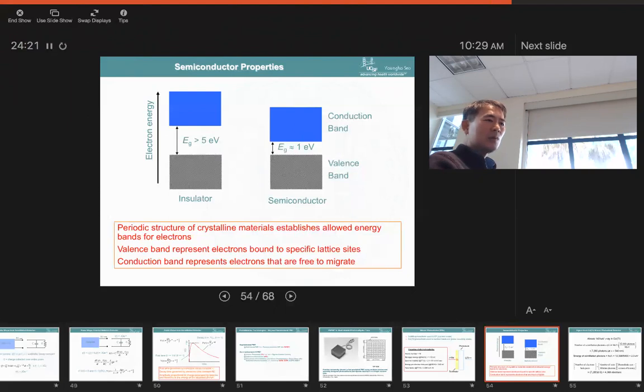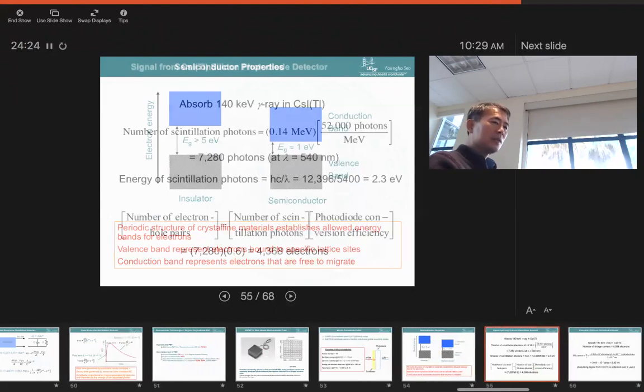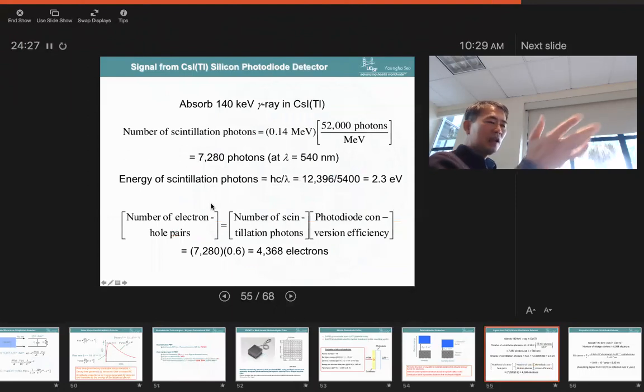So silicon is a good one, and we can use this principle as a photodetector. But what's more interesting is, okay, let's do some calculation for the silicon photodiode detector. Same example, right? A 140 keV high energy photon from technetium-99m now interacts with the scintillator called cesium iodide. Cesium iodide is actually a little brighter than sodium iodide. So the number of scintillation photons generated from cesium iodide from one single 140 keV photon is, at 52,000 photons per MeV, calculated the same way, about 7,000 scintillation photons. At the wavelength, it's about the blue range.